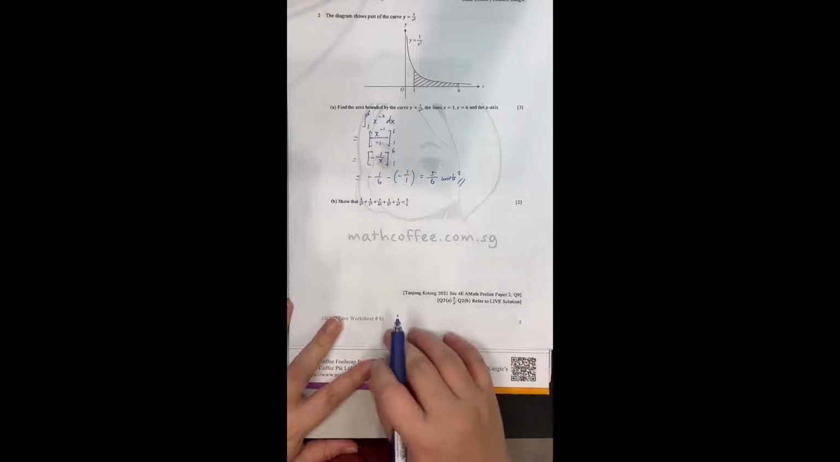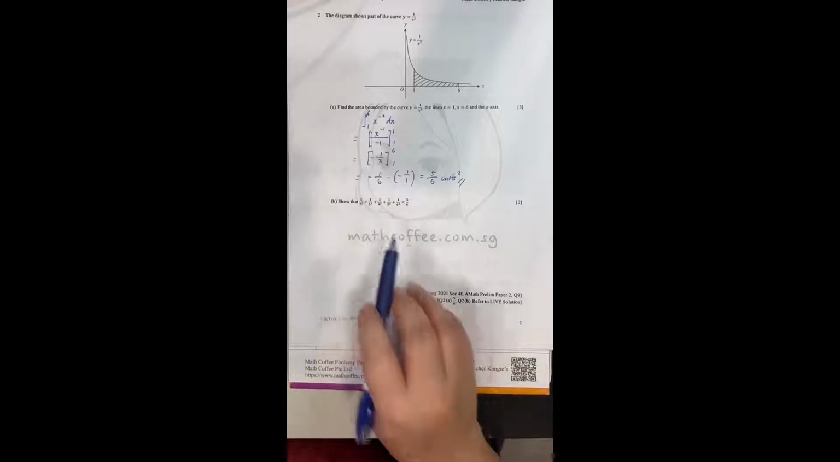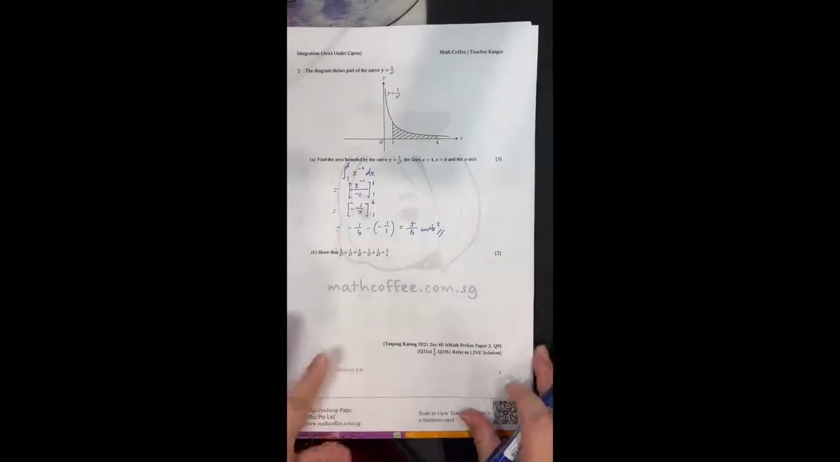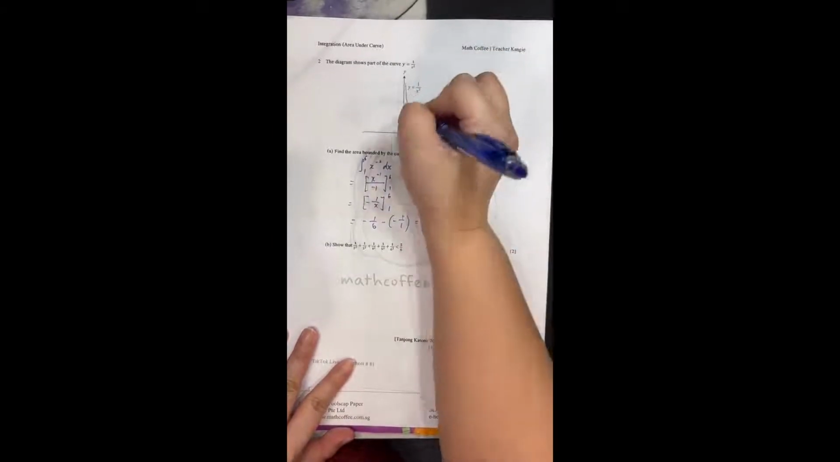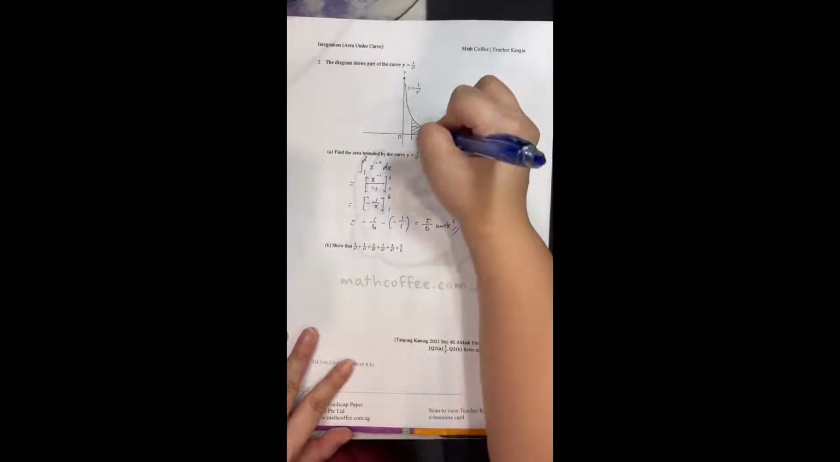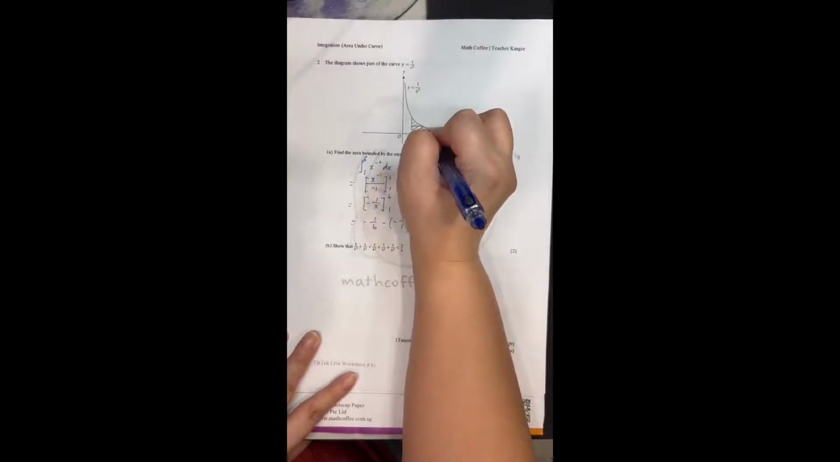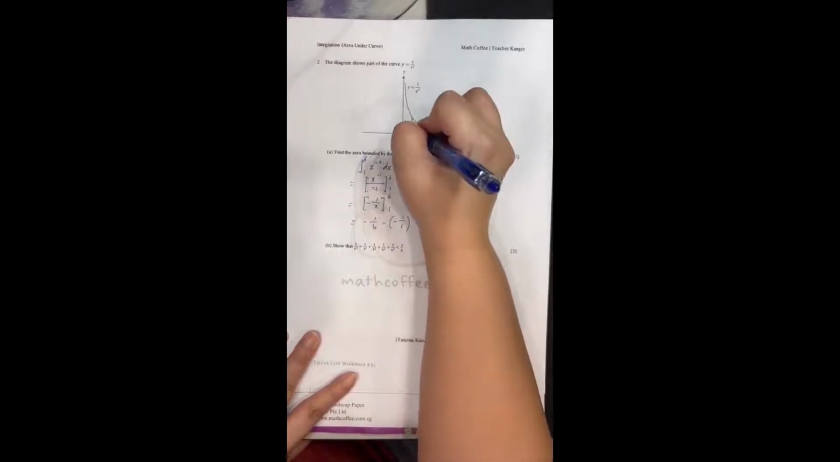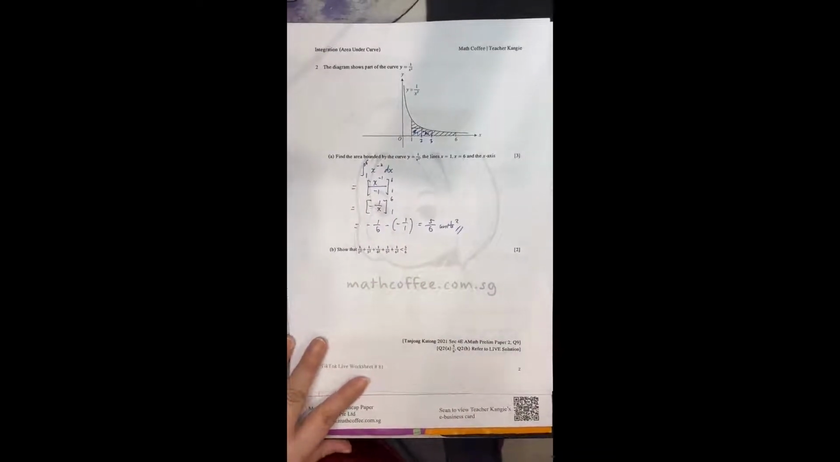Okay, let's continue. So what we're going to do is, in my diagram, I'm going to mark out 2 and 3, not to scale. I'm going to label this as R1 and this as R2. R1 and R2 represent rectangles.